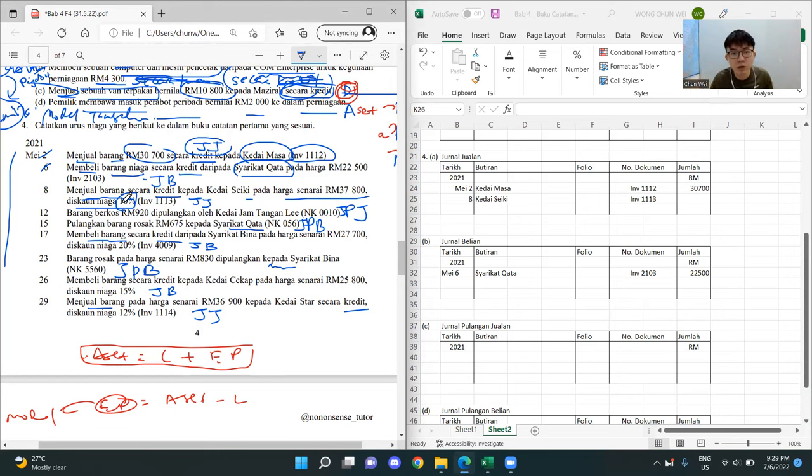So now use the 37,800 times the discount, which is 10%, right? So 37,800 times 10%, you get 3,780. This is the discount. But what is the amount yang perlu bayar? Amount yang perlu bayar is the original amount, 37,800 minus the discount, which is 3,780. That's why I say you have to learn the discount or else you'll be confused here, right?